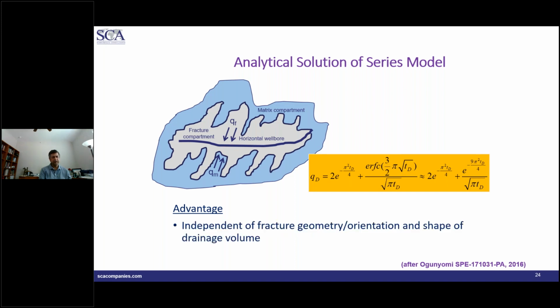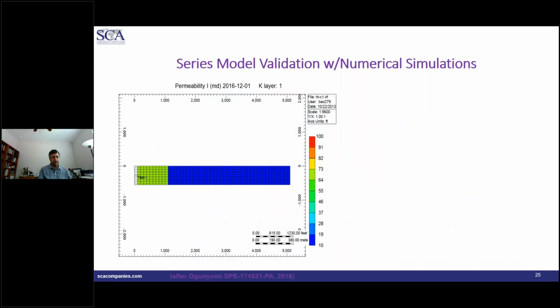So why should we be interested in that? It's independent of fracture geometry and orientation and that kind of thing. You can do it in Excel, and it has theoretical foundation. We validated the solution many different ways. In the series model, we have the matrix, and then that's the fracture.